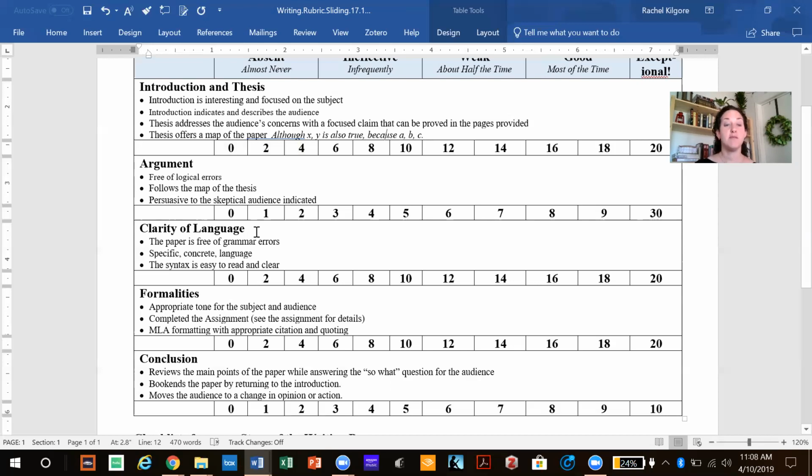All right, the argument should be free of logical errors. It should follow the map of the thesis, so this is also an organizational thing. And it should persuade a skeptical audience that your claim is accurate. So you don't have to persuade an antagonistic audience, but you also don't want to just persuade people who already agree with you. All right, you want to be able to move your audience, even if just a little bit closer to your position.